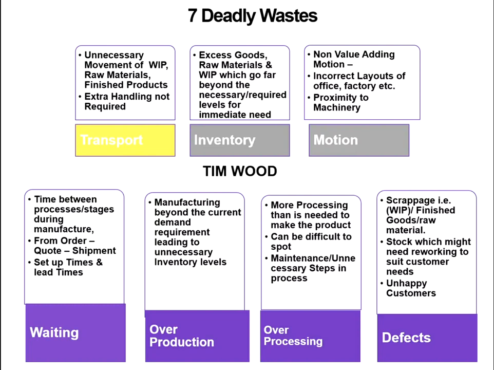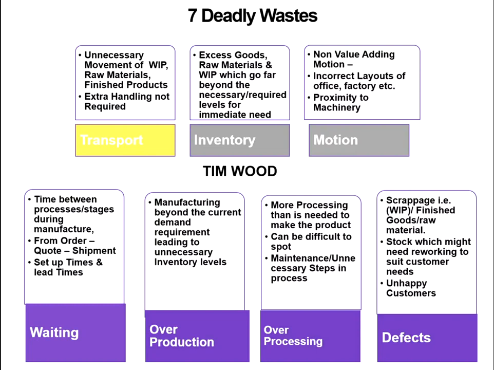Motion at the production, you know, where you're making stuff. If you're having to move around too much, the layout of the manufacturing cell is badly designed. You're having to hunt for things as well. Design your production cell so that it's a minimum amount of motion.